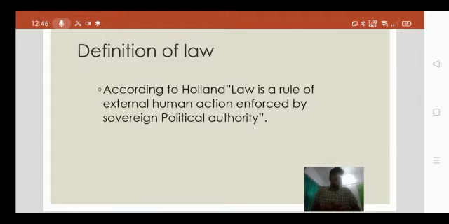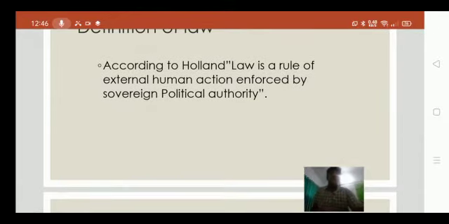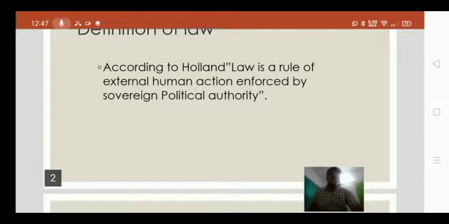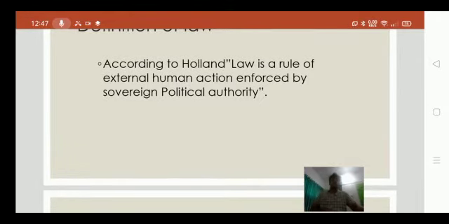So what is law? It is a rule for external human action, enforced by the sovereign political authority. A law is a rule of external human action which is enforced by the sovereign political authority. I hope you are clear with that.